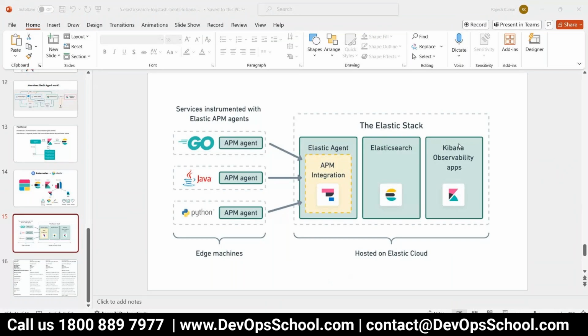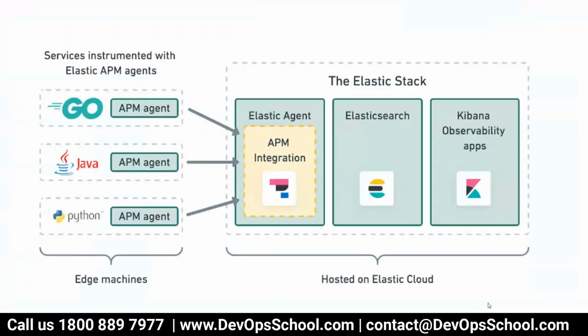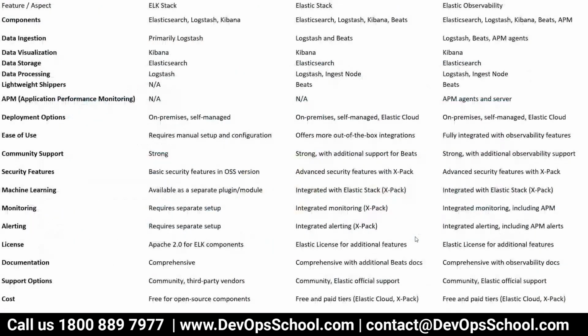Okay, so now one more slide I want to show you. This is the difference between the ELK stack, the Elastic Stack, and Elastic Observability. More or less you have understood that at a high level, but these are some of the differences. We'll not get so deep into it, but that is for visualizations.